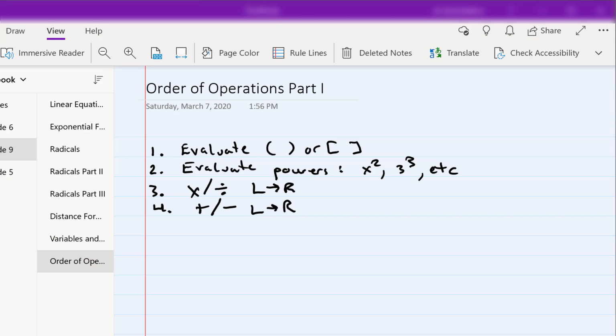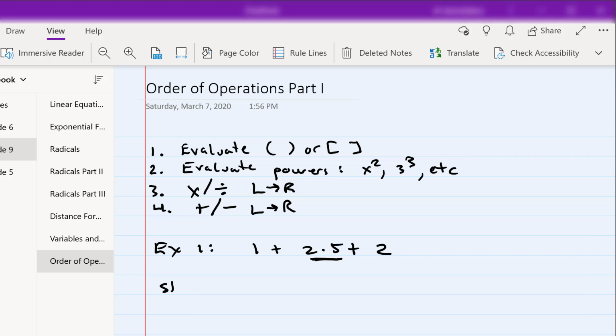Let us look at some examples. 1 plus 2 times 5 plus 2. Looking at the above 4 steps, we notice there's no grouping pattern, so we can exclude 1. There's no power, so we can exclude 2. Then we see that there's addition and multiplication, so we only need to worry about steps 3 and 4. Step 3, multiplication and division, must be done before addition. So the first thing we're going to do is multiply 2 times 5.